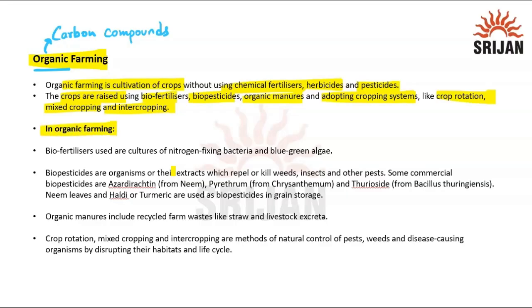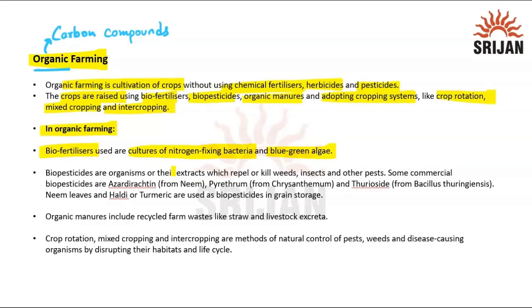So in organic farming, we utilize biofertilizers, like the cultures of nitrogen fixing bacteria and blue-green algae. These are basic components which we try to make artificially in the form of fertilizers, herbicides, and pesticides. But if we provide nitrogen fixing bacteria or blue-green algae, they work in the same way. They act as a fertilizer, though you have to provide a larger amount and take care of a lot of things, but you are getting something very natural.